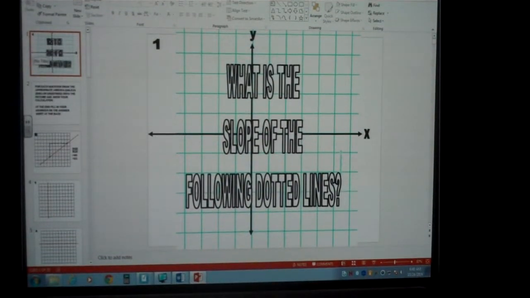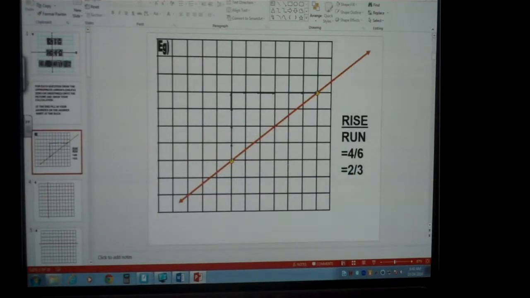This is the worksheet we're going to use for looking at the slope of a line given a picture. We already looked at how to do it if we're given two coordinates, and we did a few small examples, but we're going to look a little bit more. So if you've got a line, try and find two points that lie on the line.